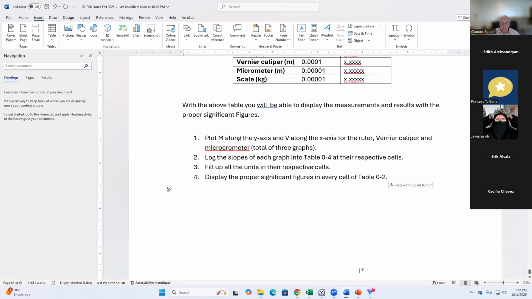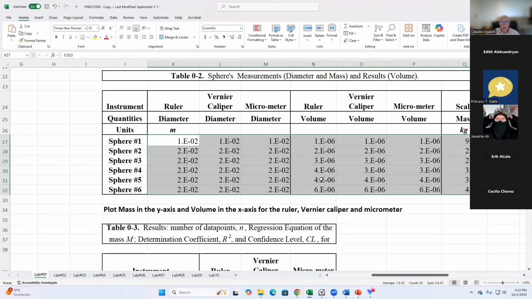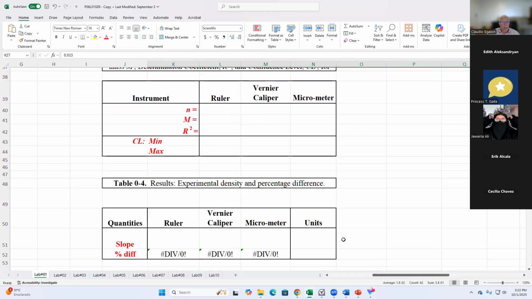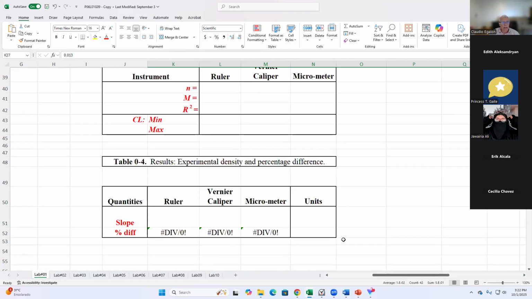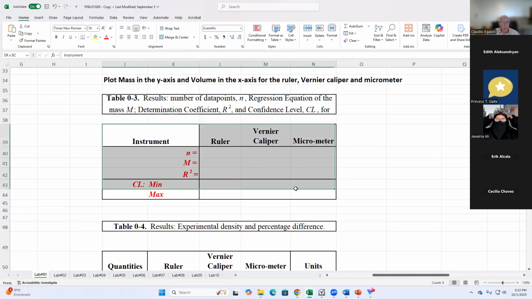And let's not forget, for significant figures, all you have to worry about is this table here. Okay. And finally, the final thing that you have to do is to fill up this second table, the table 0-3.